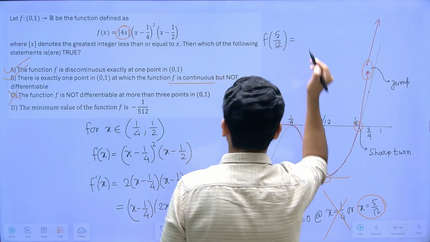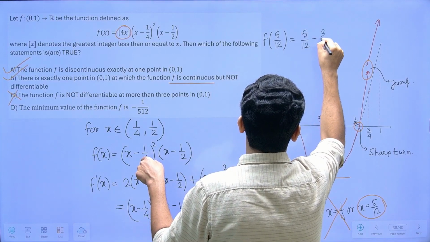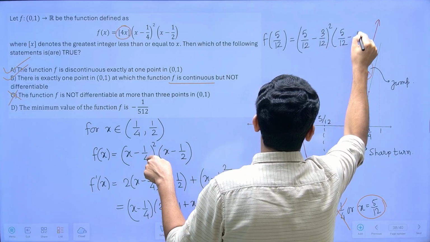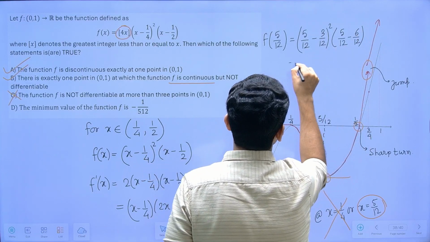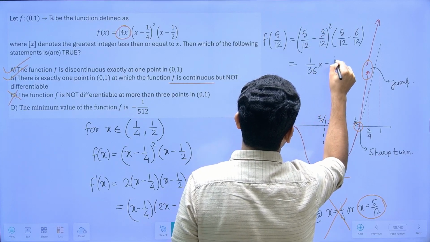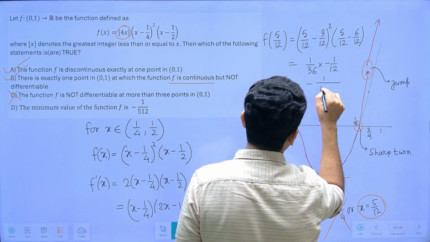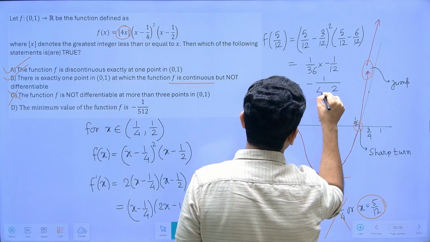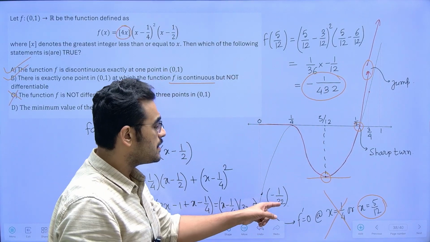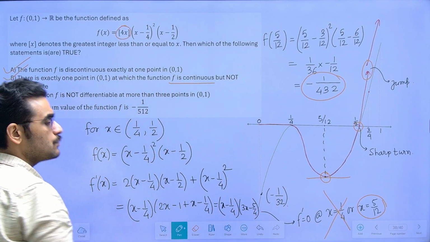f(5 by 12) is equal to, substituting here, (5 by 12 minus 1 by 4, that is 3 by 12) square into (5 by 12 minus half, that is minus 1 by 12). So this function value is equal to (1 by 4 squared, that is 1 by 16) into minus 1 by 12, which gives minus 1 by 432. So this is the minimum value of the function, minus 1 by 432, because it is less than minus 1 by 32. So the minimum value of the function is not minus 1 by 512.